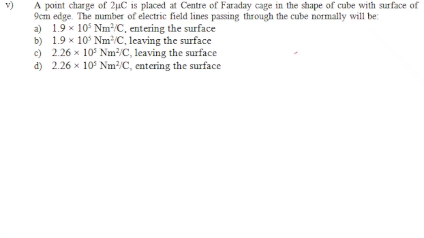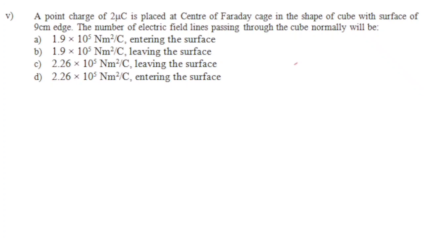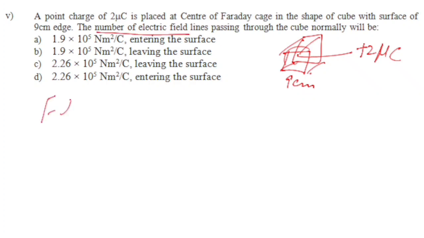Question is, a point charge of 2 microcoulomb is placed at the center of a Faraday cage. Suppose this Faraday cage is in the shape of a cube with surface of 9 centimeter edge. Here the Faraday cage is in the shape of a cube, each side 9 centimeter. And inside this Faraday cage, means cube, how much charge is placed? Plus 2 microcoulomb charge is placed. Now the number of electric field lines passing through the cube normally will be. You have to find the number of electric field lines, means flux you have to calculate.